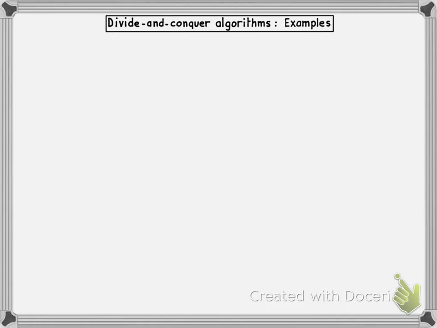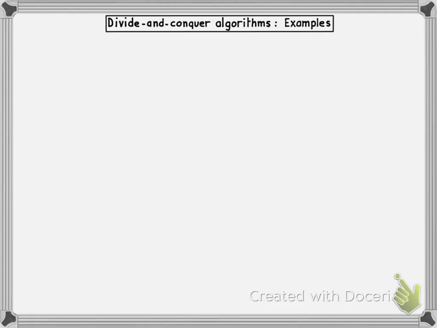Welcome back. In this segment, we will study two specific divide and conquer algorithms. The first one, called the binary search algorithm that we discussed before, solves the problem of finding the location or index of a particular object inside a sequence of objects.